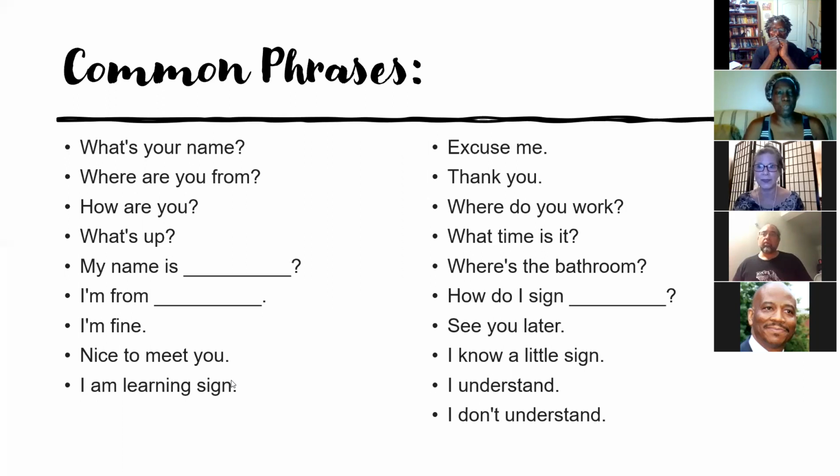All right, the next one would be, what's up? So you take your palm, both 5 hands, bend your middle fingers in and bring them up from your shoulders. What's up?